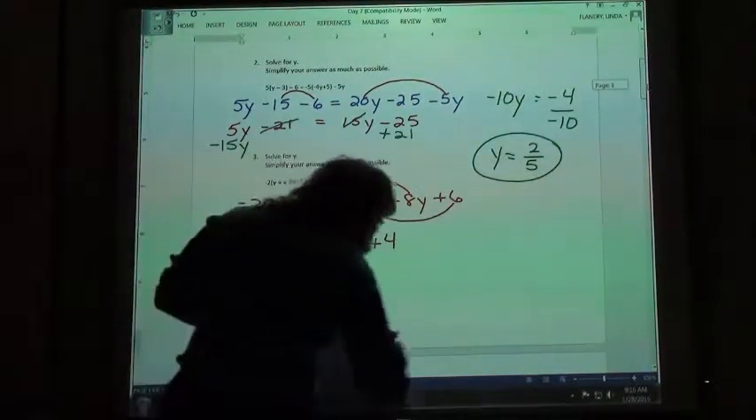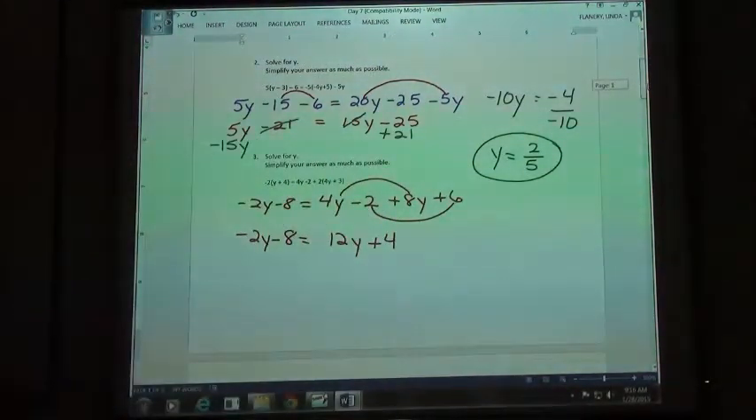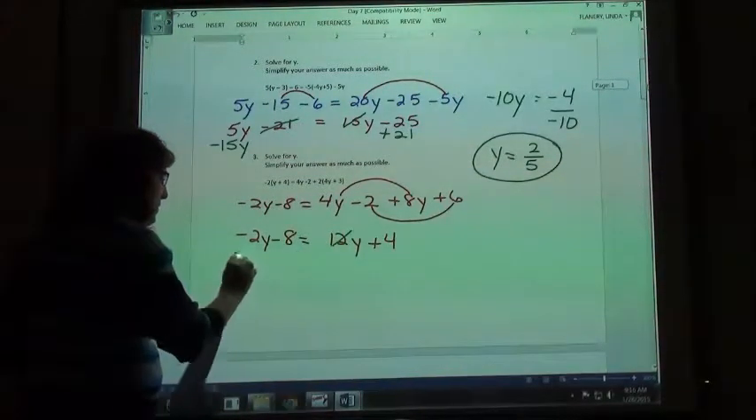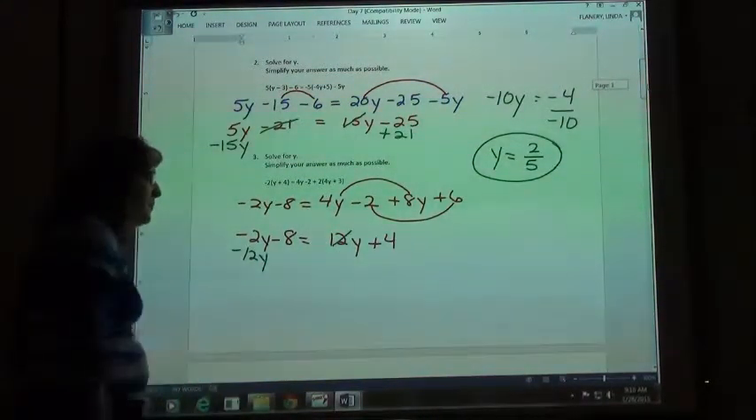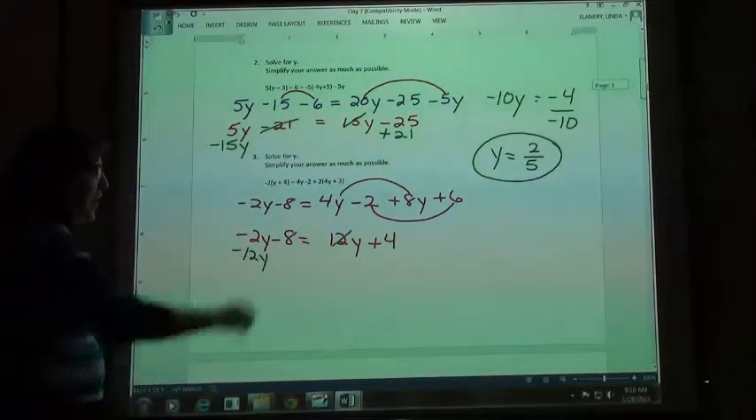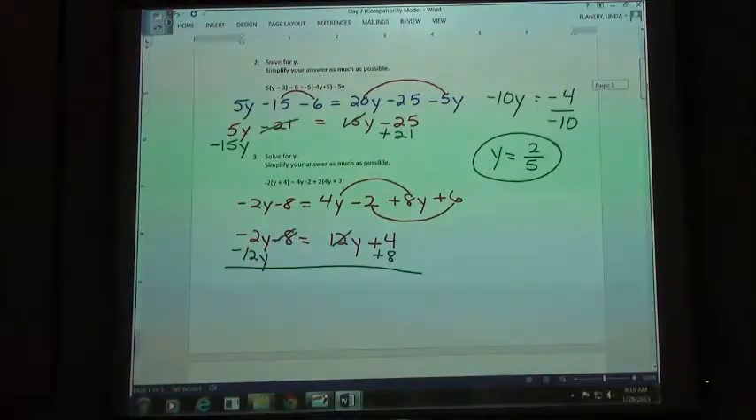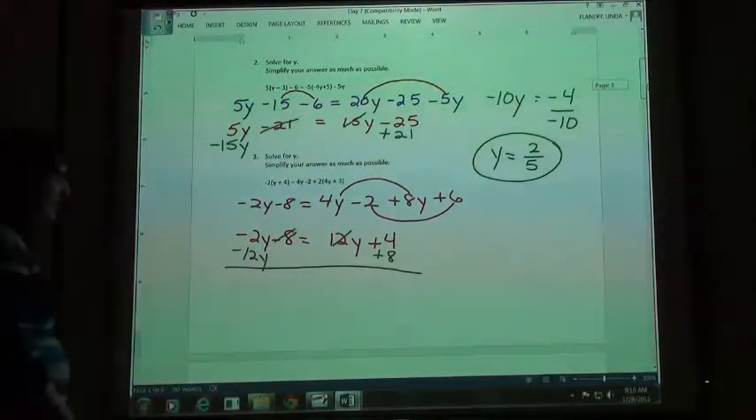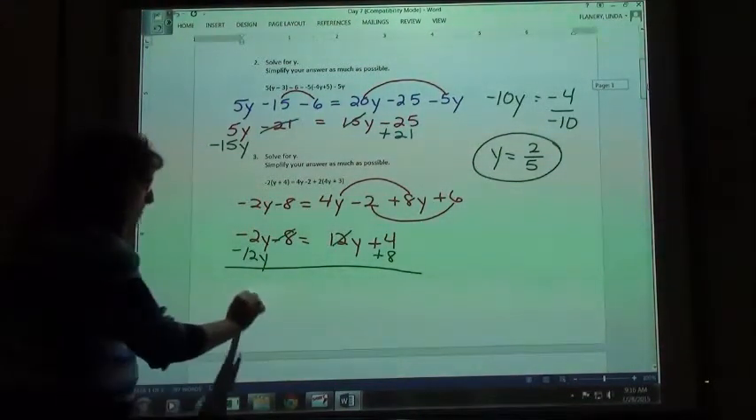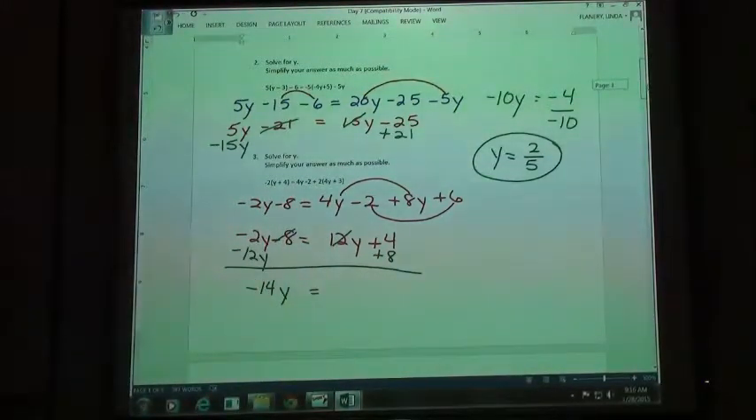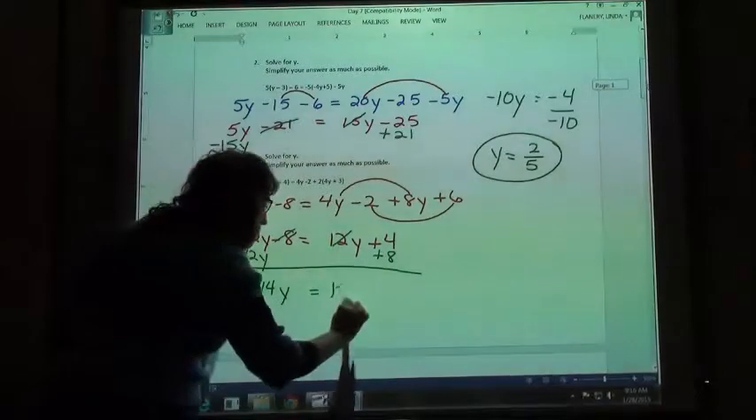I want to move my y's to the left and my numbers to the right, so I should do what next? Minus my 12y and plus my 8, exactly. I then would get negative 14y plus 12 equals 12.